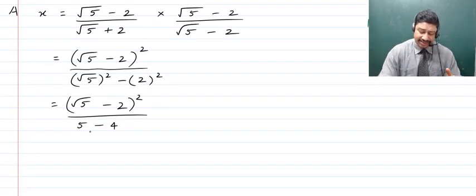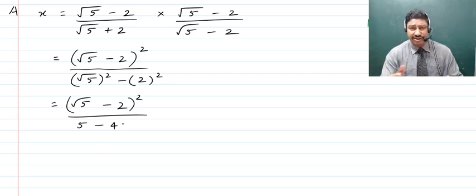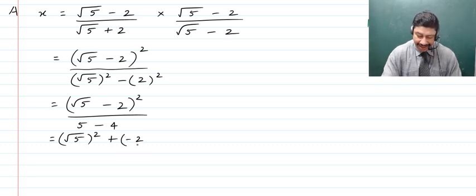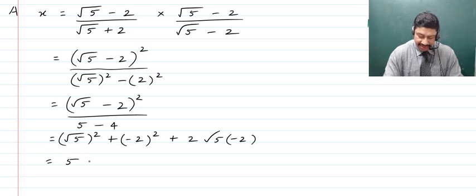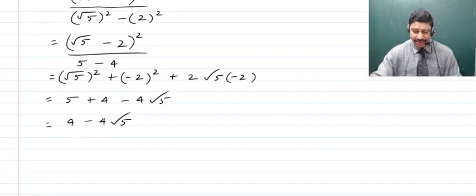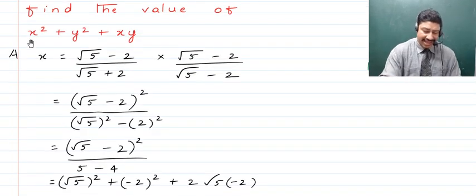Now children, to expand the numerator, it is a whole square of the difference of two numbers. So obviously that will become equal to a square plus b square minus 2ab. So as such here we will have root 5 square, right, plus minus 2 square, and then minus 2 times root 5 times 2, which then becomes equal to 5 plus 4 minus 4 root 5. 5 plus 4 is 9, and thus this becomes equal to 9 minus 4 root 5, which thus becomes just the value of x.